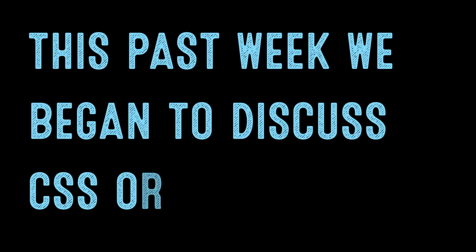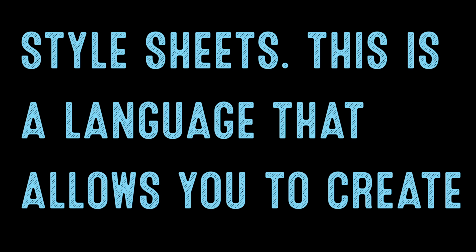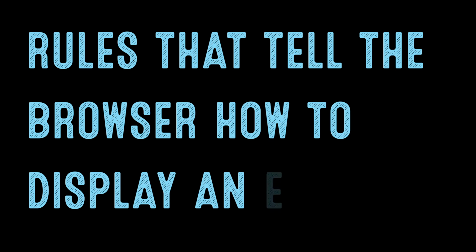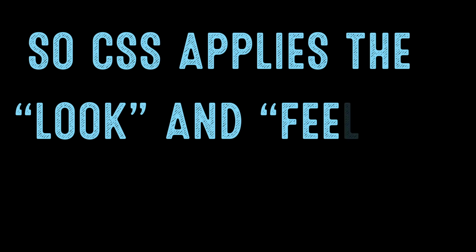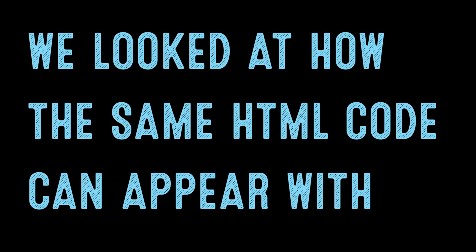The Daily Code Snippet. This past week, we began to discuss CSS, or cascading style sheets. This is a language that allows you to create rules that tell the browser how to display an element. So CSS applies the look and feel of your web page. We looked at how the same HTML code can appear with different CSS applied.